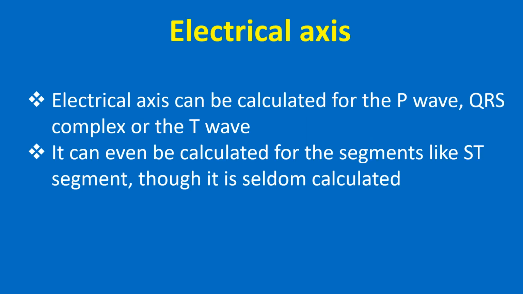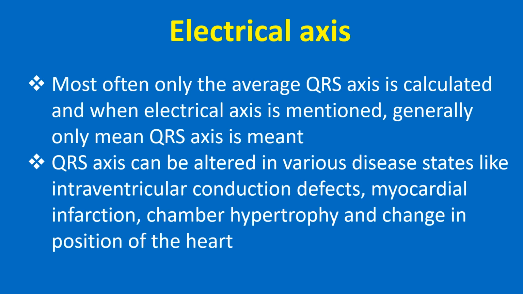Moving on to calculation of the electrical axis. Electrical axis can be calculated for the P wave, QRS complex or the T wave. It can even be calculated for segments like the ST segment, though it is seldom done. Most often, only the average QRS axis is calculated, and when electrical axis is mentioned, generally only mean QRS axis is meant. QRS axis can be altered in various disease states like intraventricular conduction defects, myocardial infarction, chamber hypertrophy, and change in position of the heart.